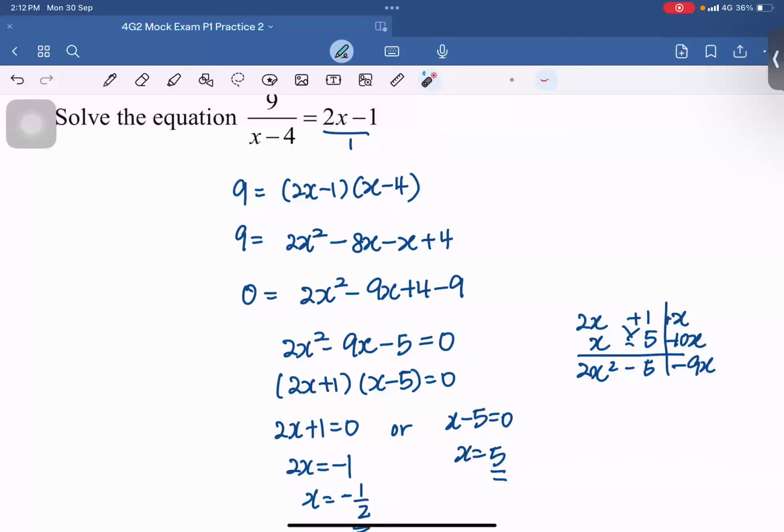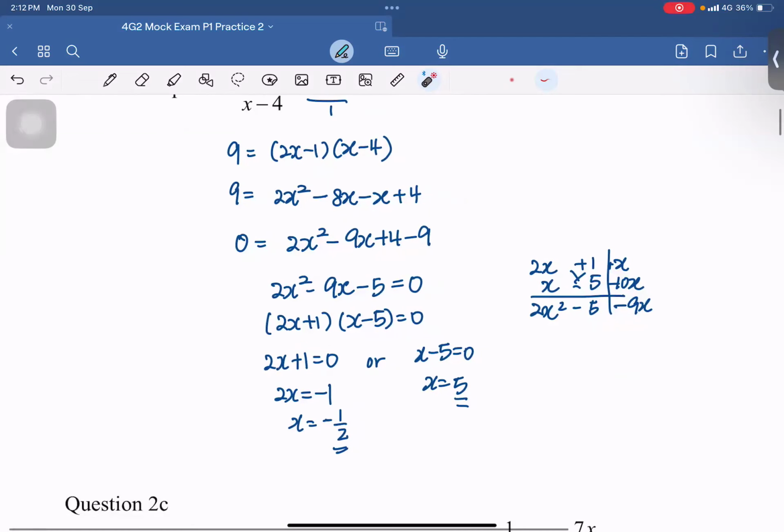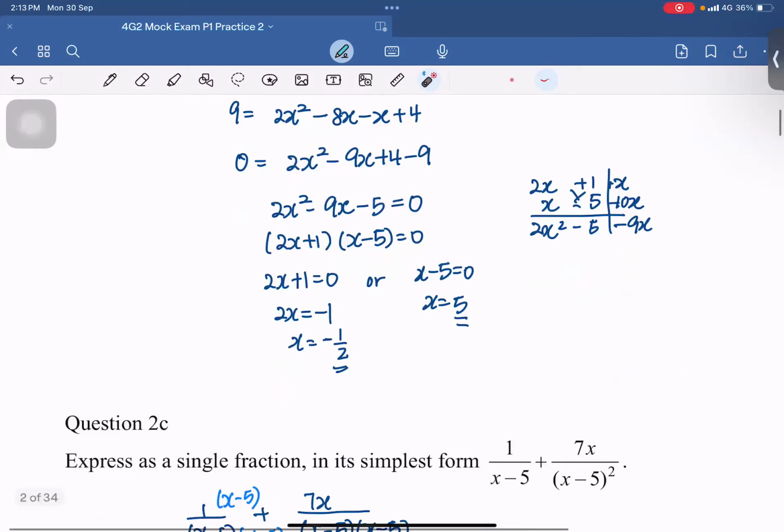Or you can use the quadratic formula to find your answer. So far so good. All these are the basics of the basics. I'll leave it to you to do. So I'll spend more time on the harder questions, okay?